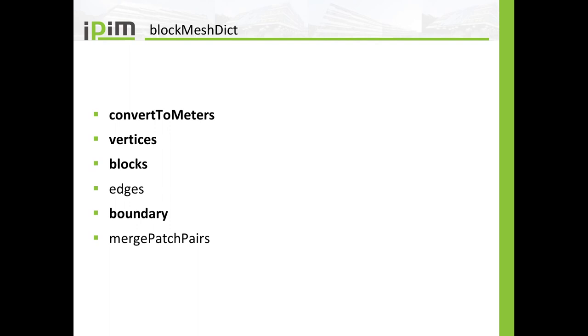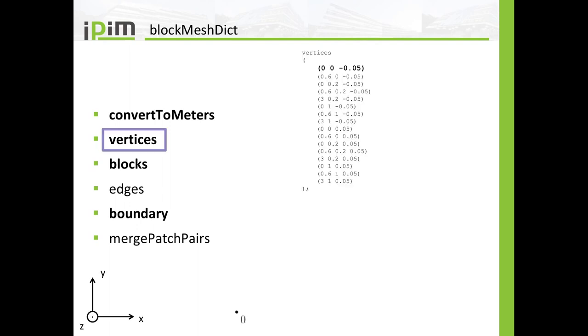For that, I will go further here. Here you see the entries convertToMeters, vertices, blocks, edges, boundaries, and mergePatchPairs. And I want to concentrate on these four entries now. These are the entries that we need for this tutorial. So, I explained what convertToMeters means.